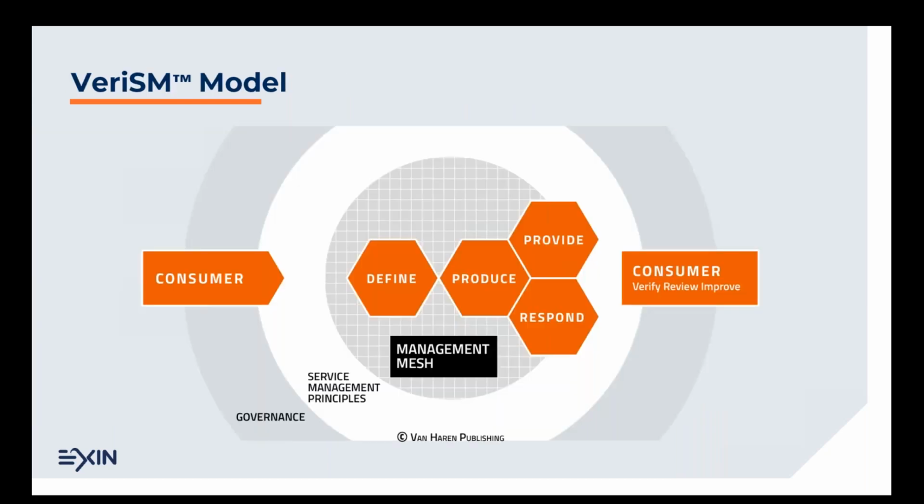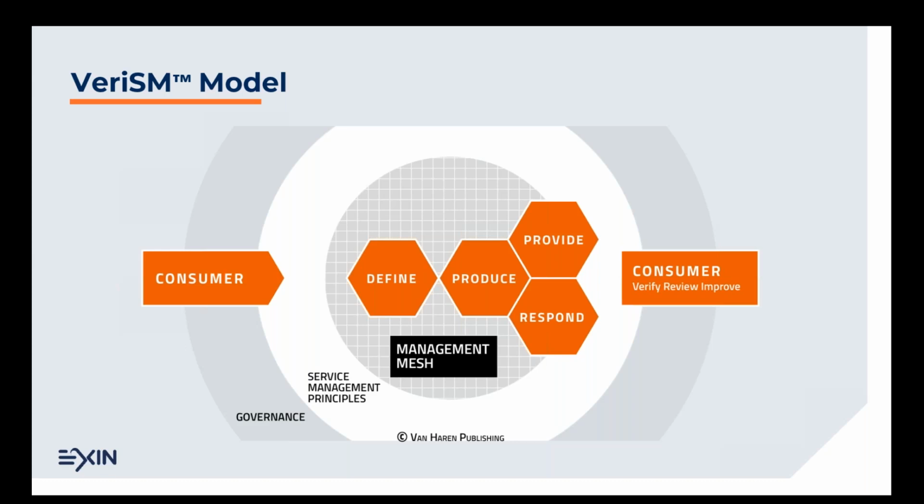The VeriSM model itself is quite simple. There's an outer governance ring to make sure that there's alignment with strategy and enough control, the right amount of control, not too much, not too little. The service management principles act as guardrails, relevant for all products and services. Whatever you're doing with products and services, you have to define them, produce them, provide them, and respond. How you do that, iteratively or more waterfall, can differ per organization. And the consumer runs all the way through the model because it's a consumer definition of value, which is used for the value-driven part to make sure that it's driven by the consumer.